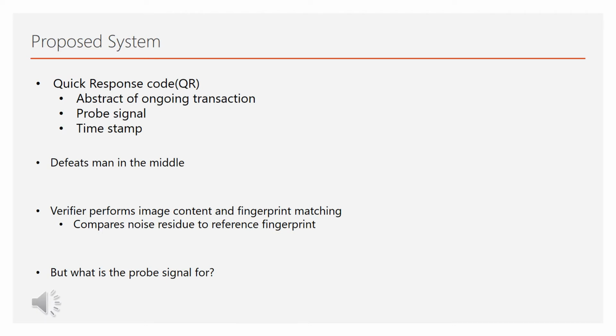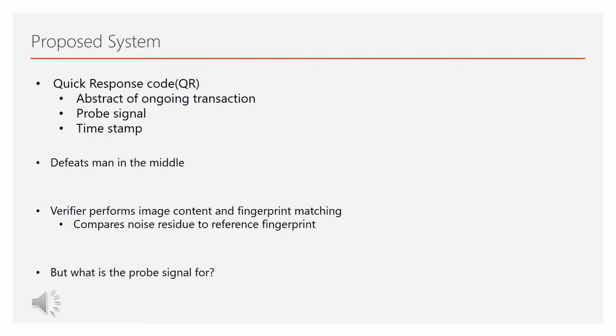QR code, also known as quick response code. It is a vital piece of the ABC protocol. It contains 3 pieces of information: an abstract of the ongoing transaction, which the user can view by decoding the QR code. It contains a probe signal, and it contains a timestamp. The timestamp is used so that the QR code cannot be used outside of the time window.